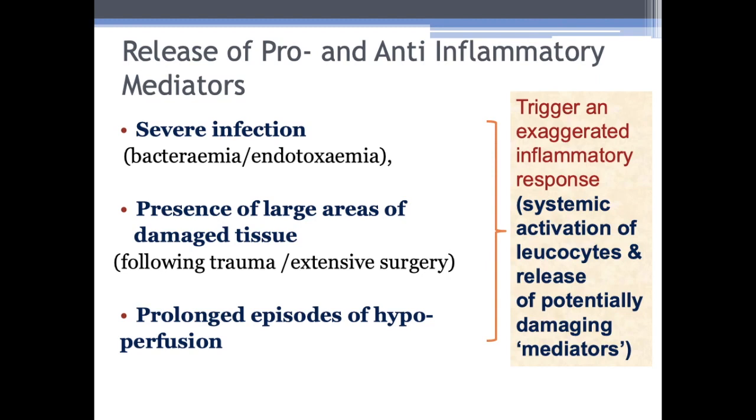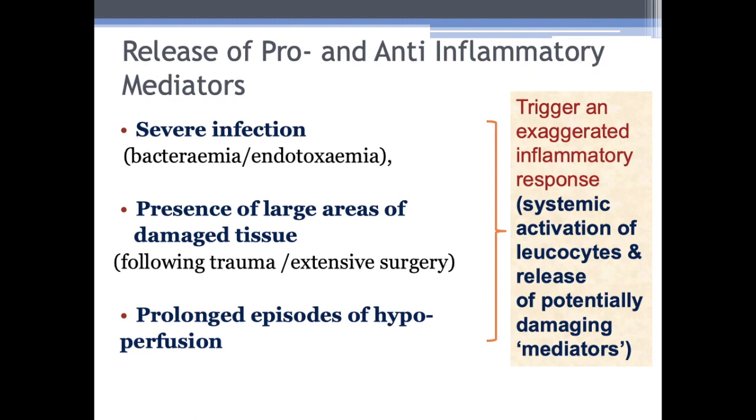What are the triggers for this aggressive inflammatory response? Firstly, bacteremia or endotoxinemia, so severe infections, when we see prevalence and severe division of bacteria or a high level of endotoxin in the blood. Then, as a risk factor for the development of sepsis, we can name the presence of huge areas of damaged tissue. So it's usually extensive surgery, laparotomy for example, some severe trauma, usually abdominal, or of some other localization, such as limb trauma. And also one of the key triggers is prolonged episodes of hypoperfusion.